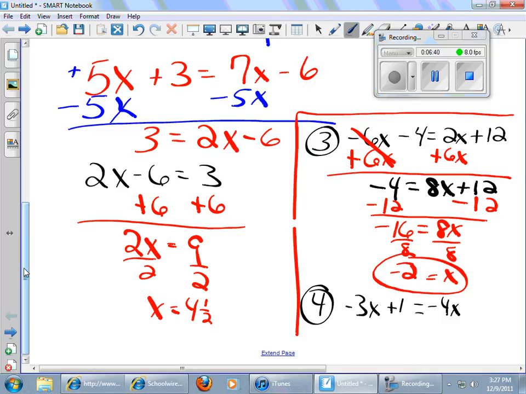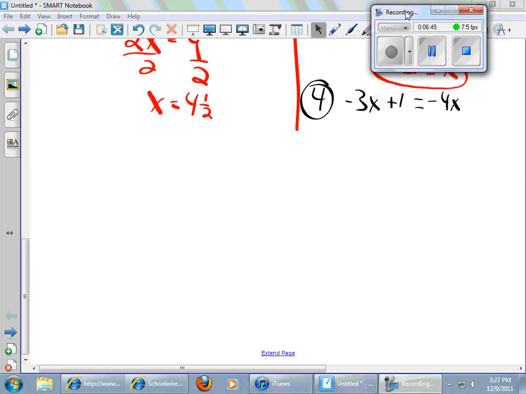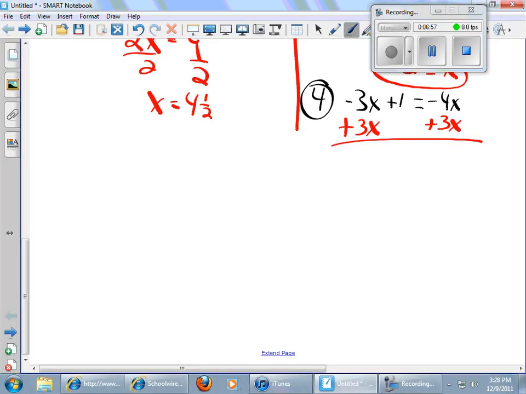Okay, the next one, problem 4. To show my solution for that, I will subtract 1. No, I will not. First, I'll get in writing mode. I'm going to add 3x to each side. Now, some of you are thinking, hey, you said to get rid of the smaller one first. Yeah, most of the time I do. Getting rid of the smaller one in this case will cause me an extra step. So I'm going to use my experience and not do that.